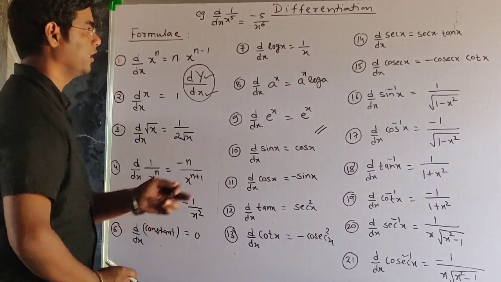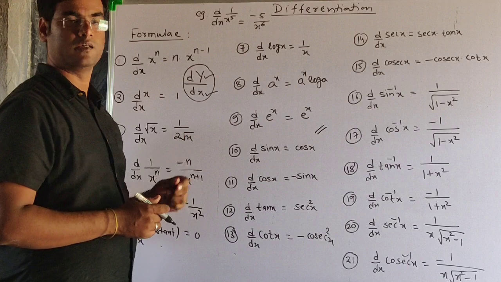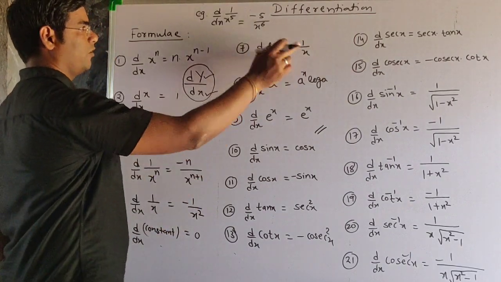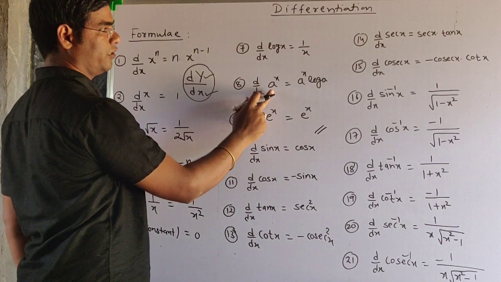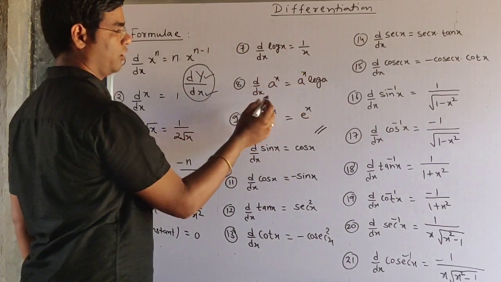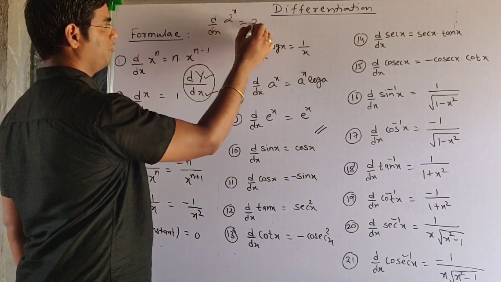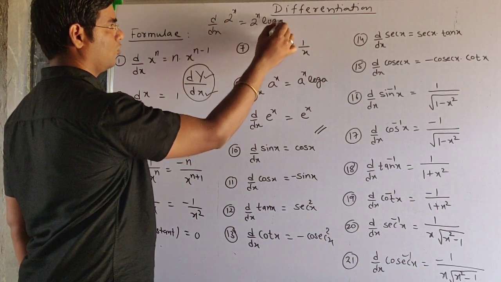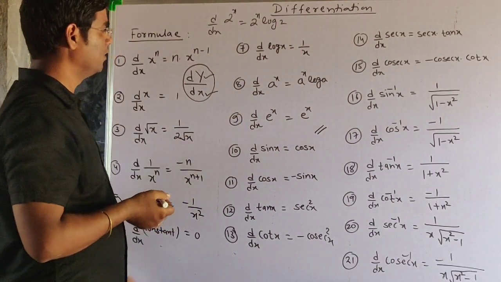Next formula is what? Derivative of log x. The base of log is what? E here. Derivative of log x is 1 upon x, and derivative of a raised to x. Derivative of a raised to x is what? A raised to x into log a. For example, derivative of 2 raised to x is 2 raised to x into log 2. Similarly, derivative of 3 raised to x is what? 3 raised to x into log 3.